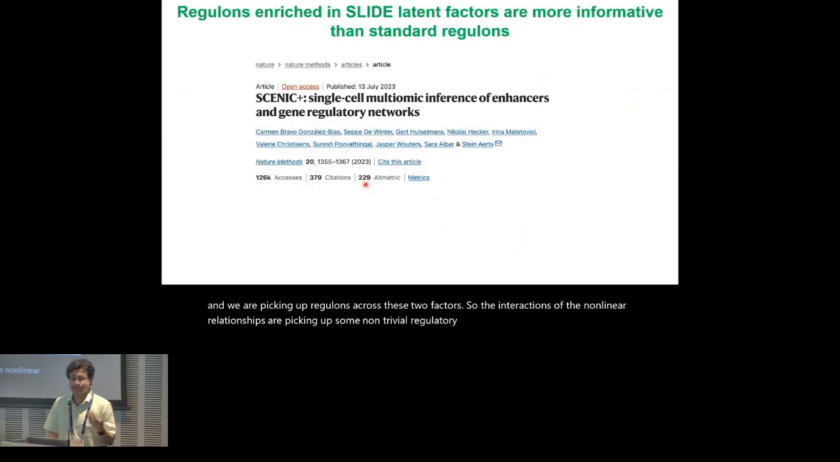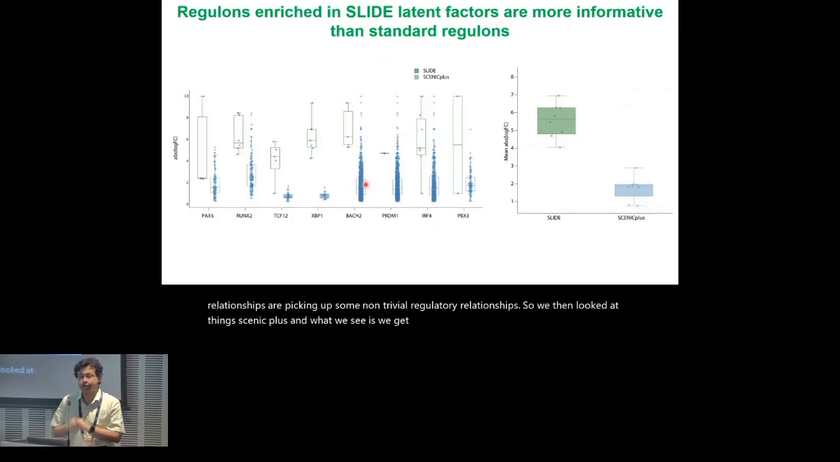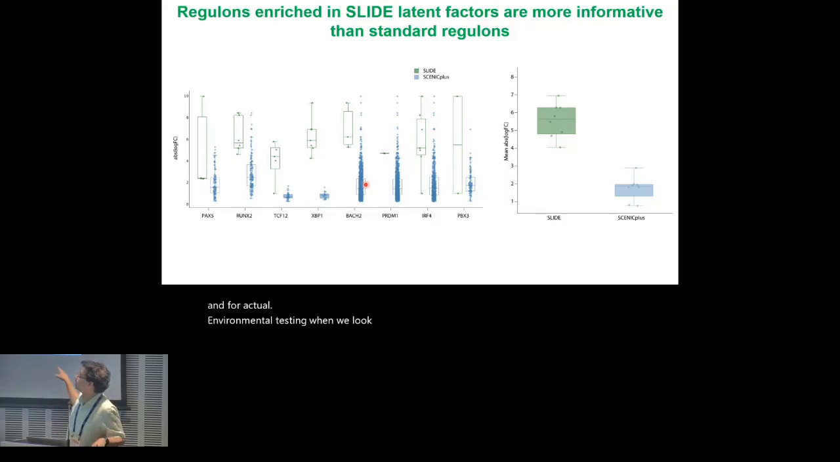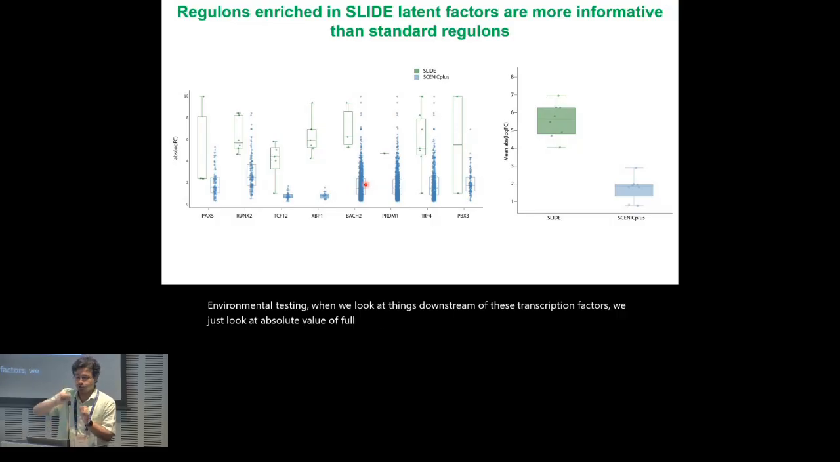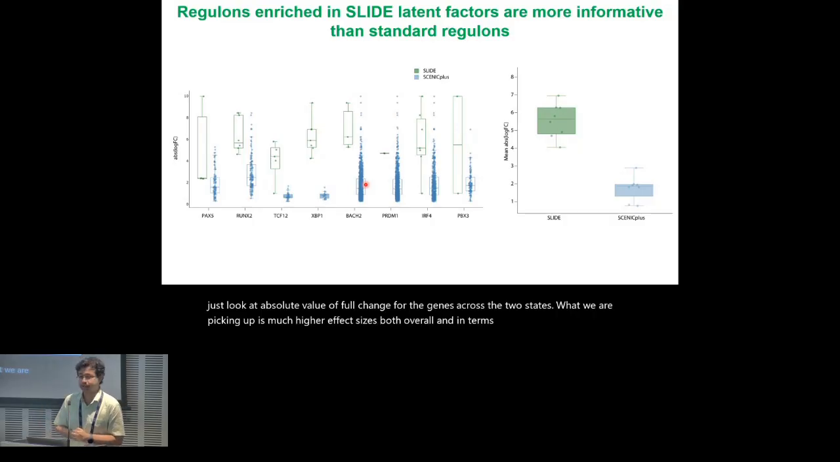So we then looked at things like SCENIC+, and what we see is we get far more specific regulons than SCENIC+. SCENIC+ regulons are great, widely used by the community. We also use them. However, they are large. And for actual experimental testing, when we look at things downstream of these transcription factors, we just look at absolute value of fold change for the genes across the two states. What we are picking up is much higher effect sizes, both overall and in terms of specific transcription factors. And this is something that we can see across complex differentiation systems.